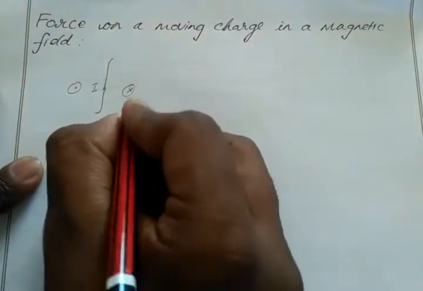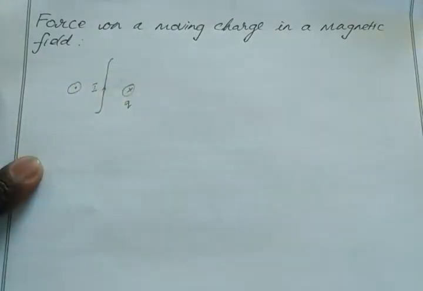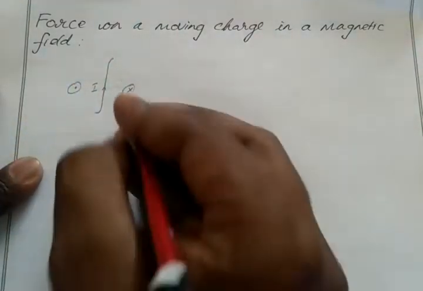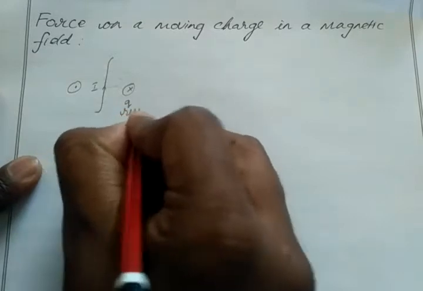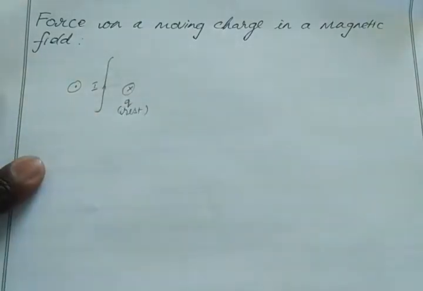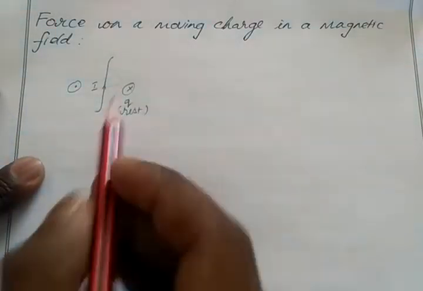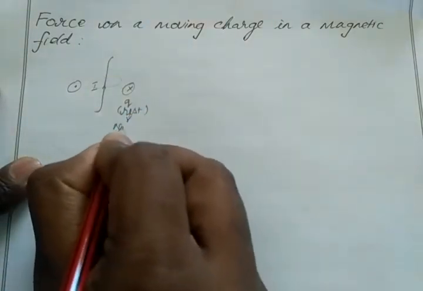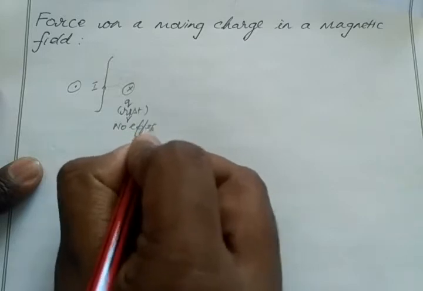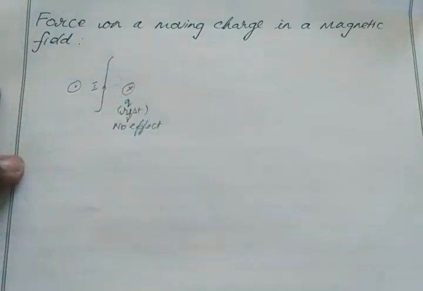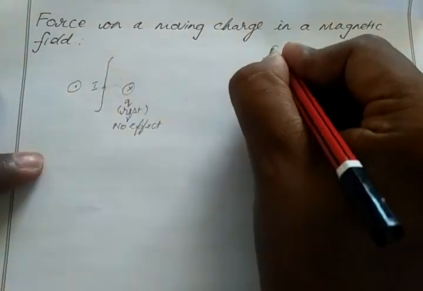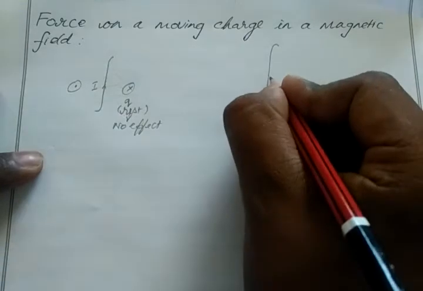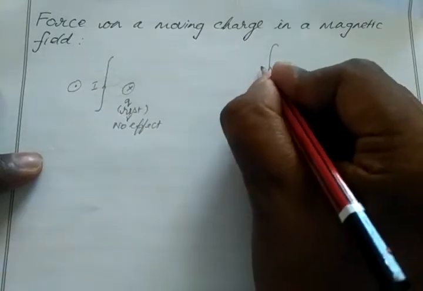If I place a charge here, under the region of the magnetic field, in rest position, this charge Q is at rest, and it will experience no effect. It experiences no effect when it is at rest. The same wire carries a current of I.